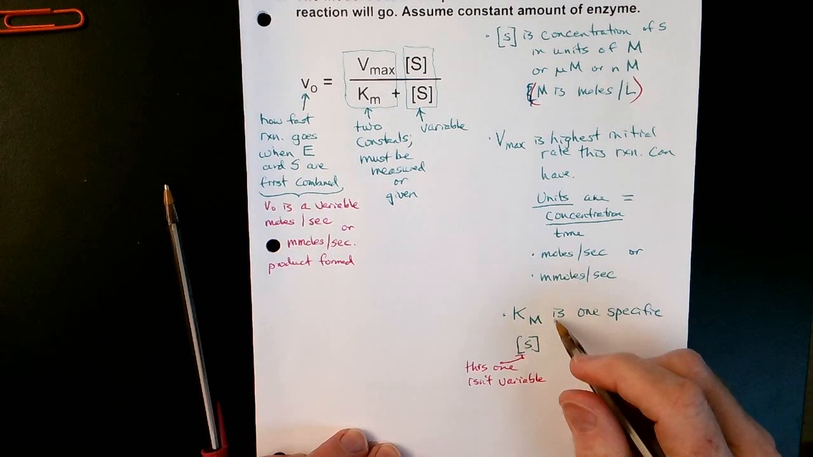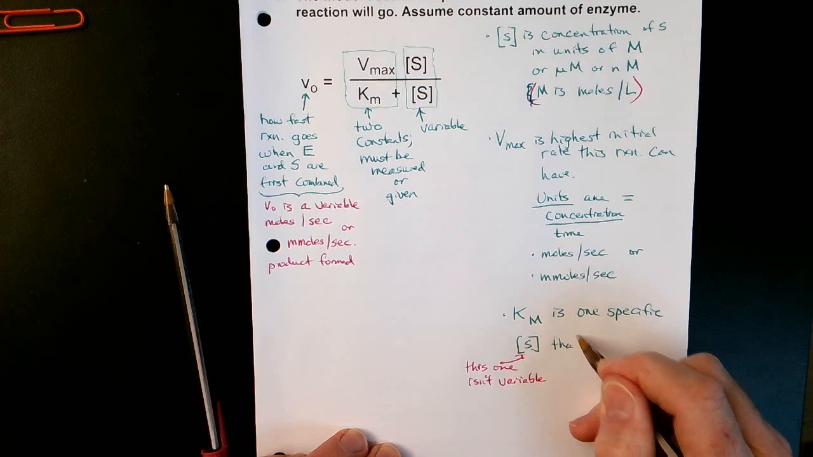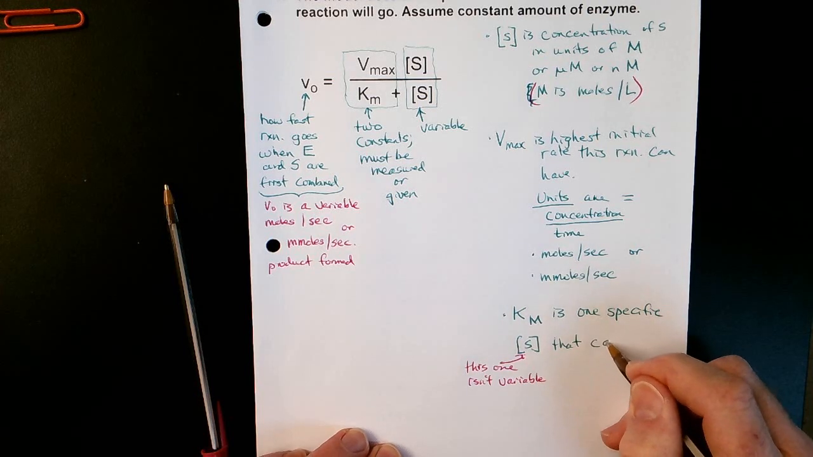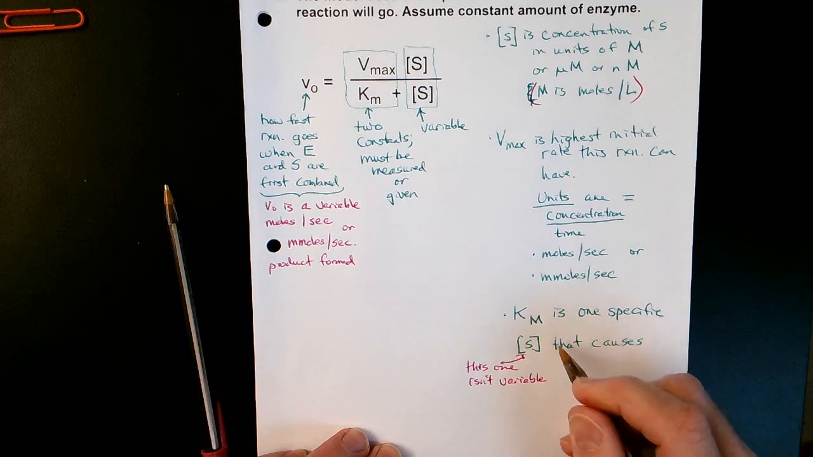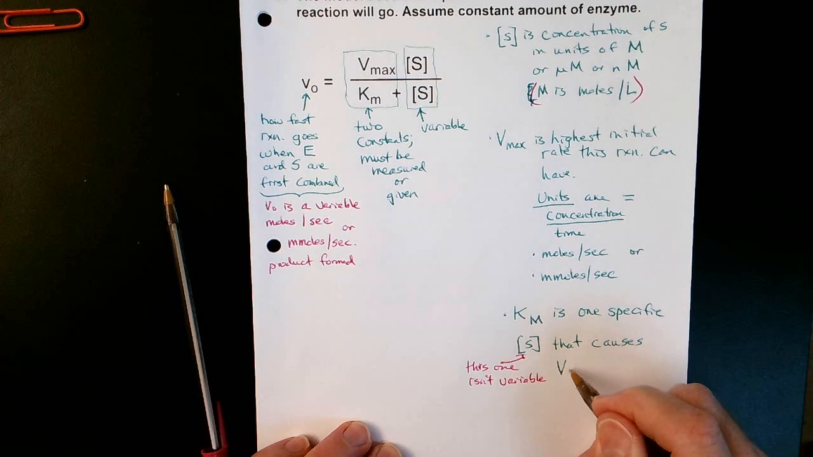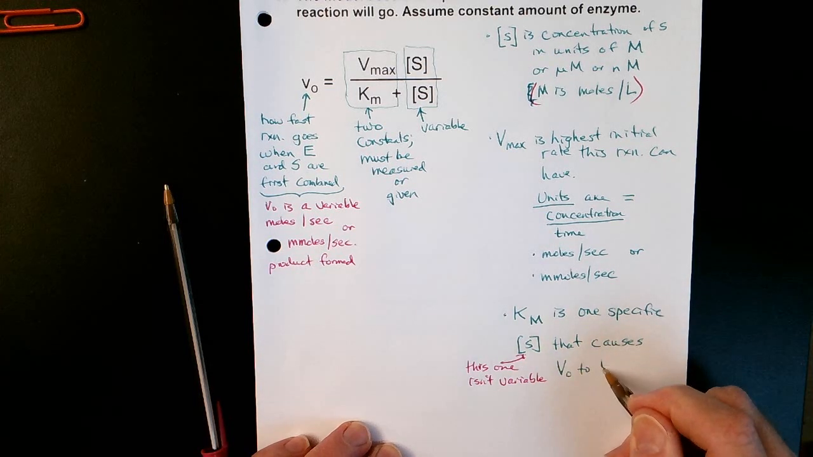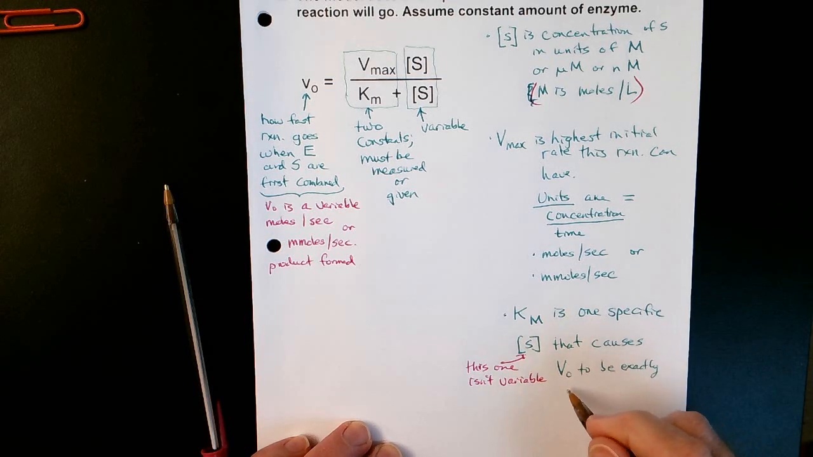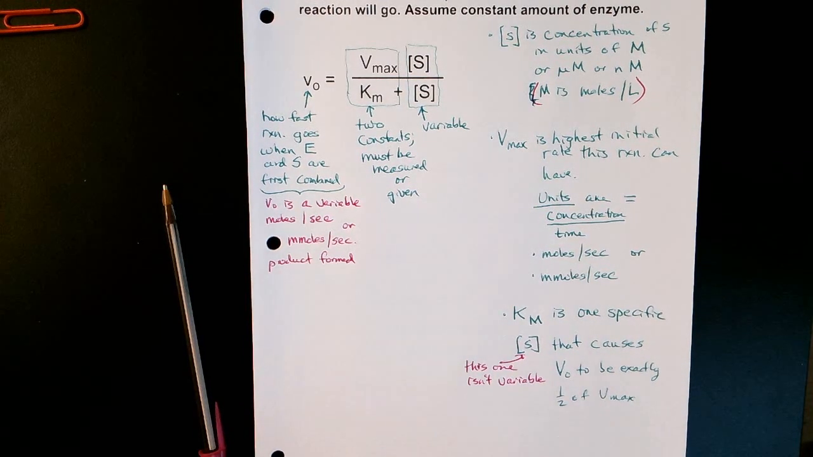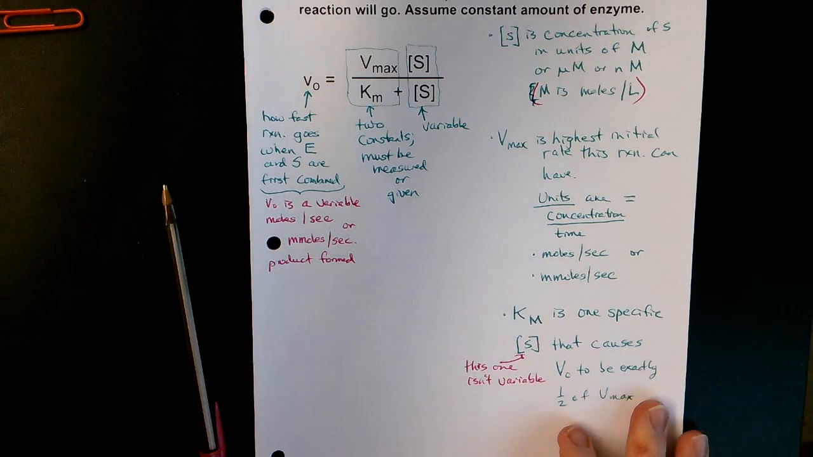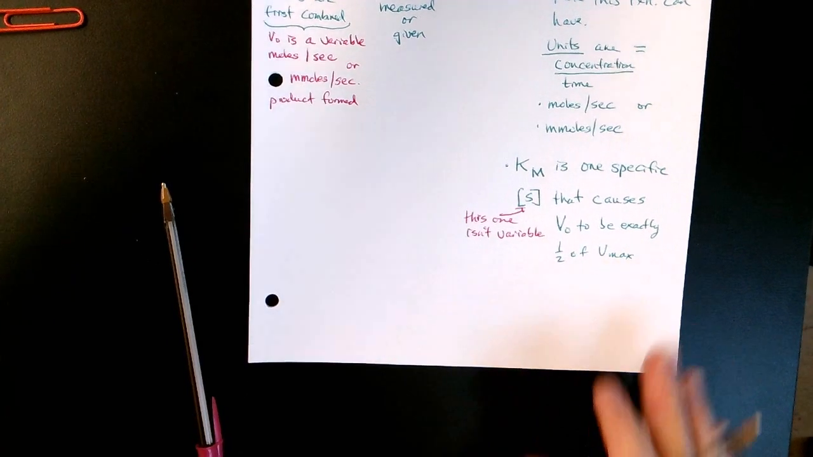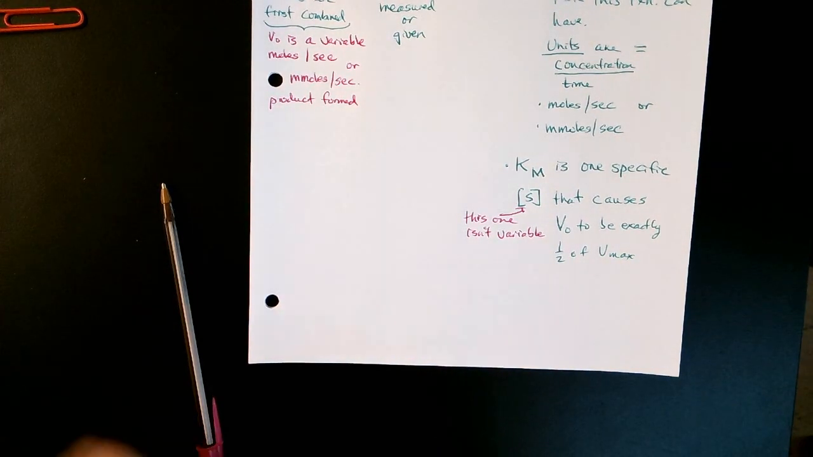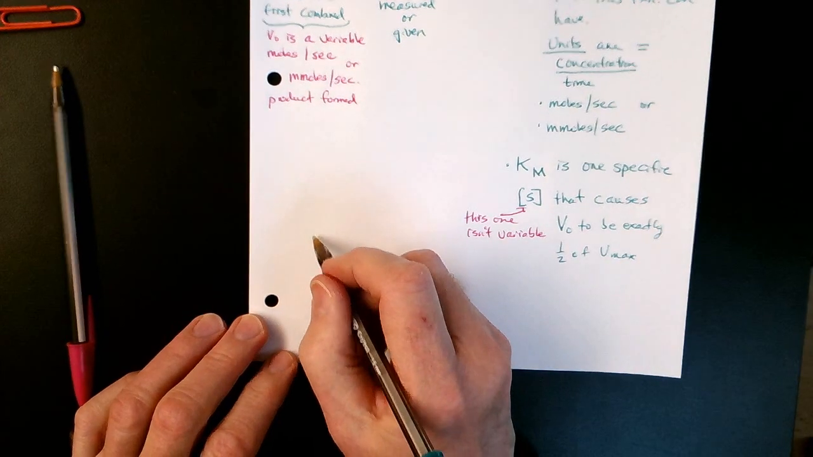It's one specific substrate concentration, and it's picked out because of one thing. It causes the initial velocity to be exactly 1/2 of Vmax. That's the substrate concentration you have to get to in order to get the reaction going half speed. Okay, a little bit more interpretation.